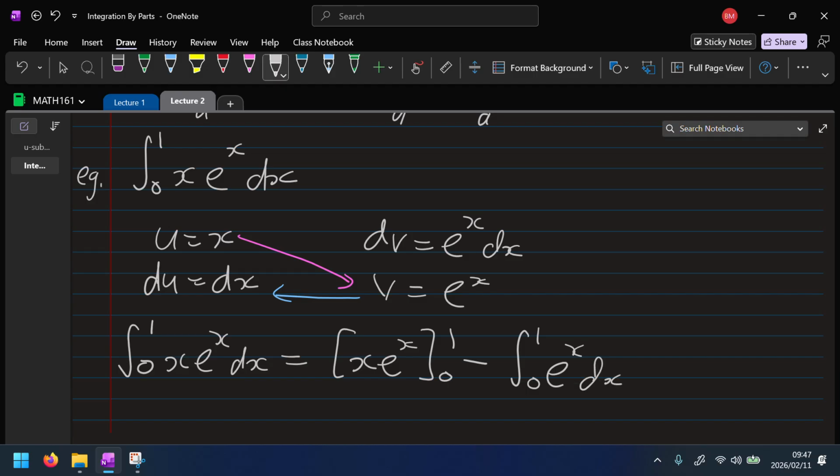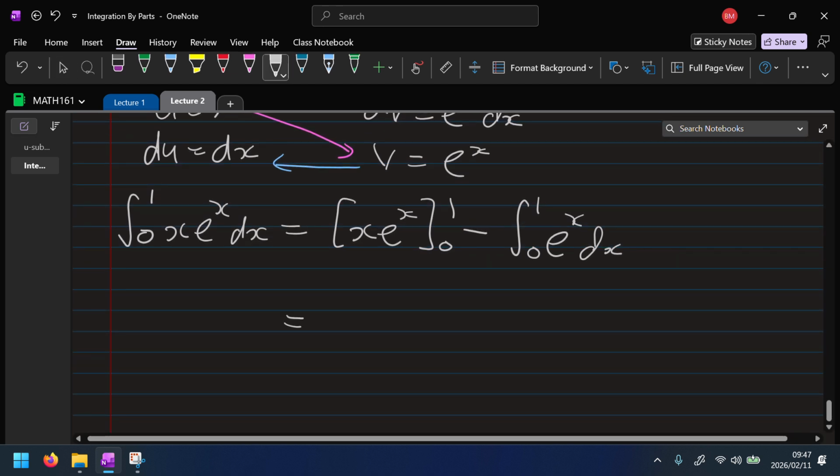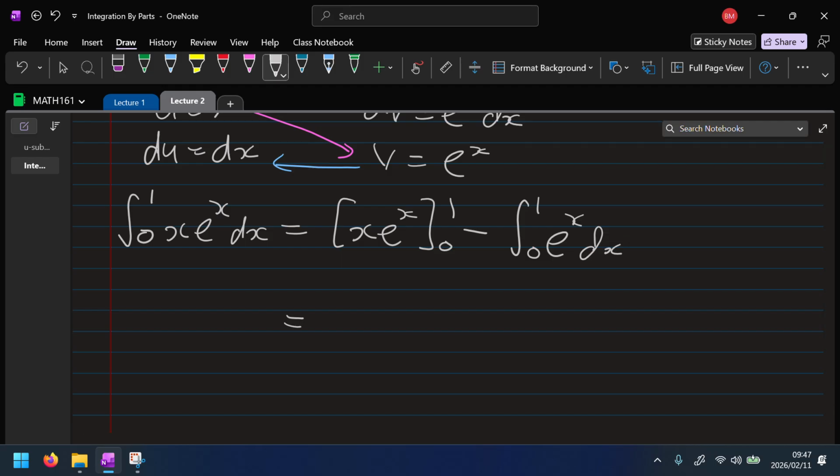Okay, so the only thing different is putting in the bounds there. So now let's evaluate. At the end, we're going to get a number, right? Because it's definite. So if we put in 1, we get 1 times e to the 1, minus, and if we put in 0, we just get 0. And the integral of e to the x is e to the x from 0 to 1.